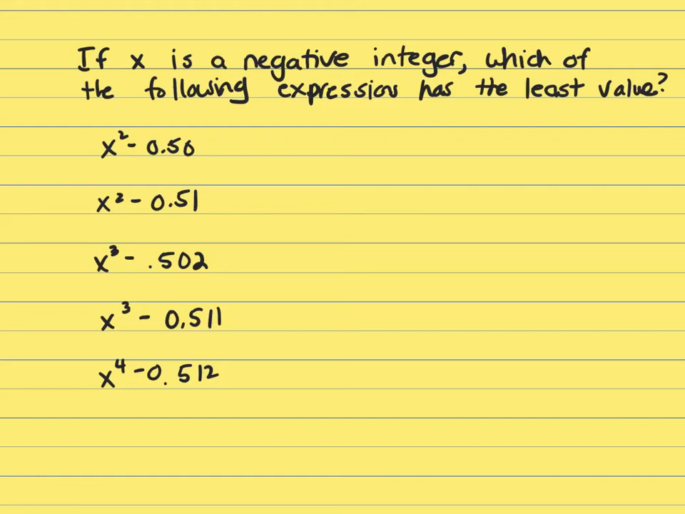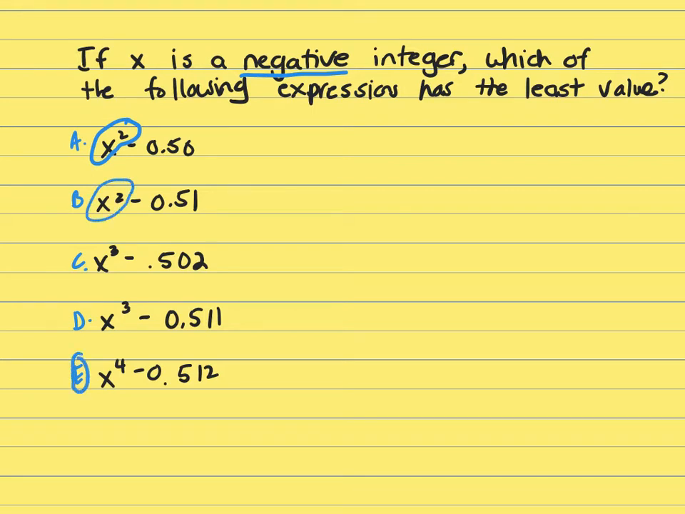Right, so x is negative, okay? So when you square a negative number, it's going to get larger. So this first one, I'm going to call these A, B, C, D, E. All right, so that's not going to be very small, okay? Because like a negative 5 squared is a positive 25. All right, same thing for part B. This is going to get larger because you're squaring it.